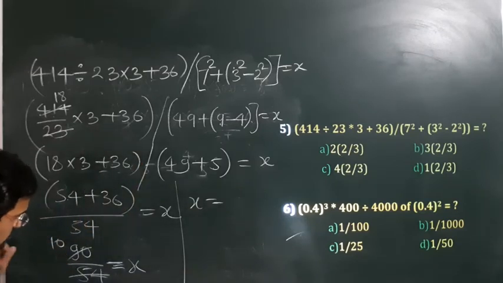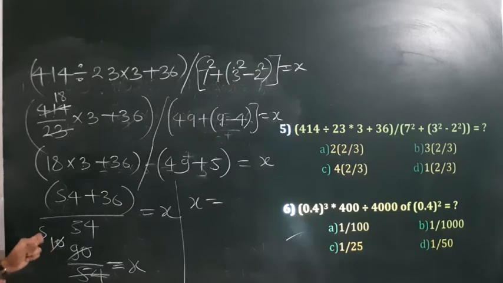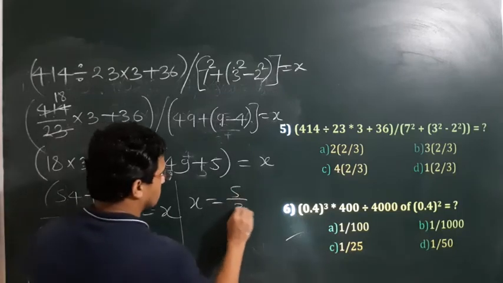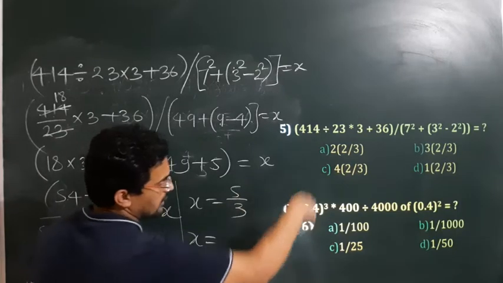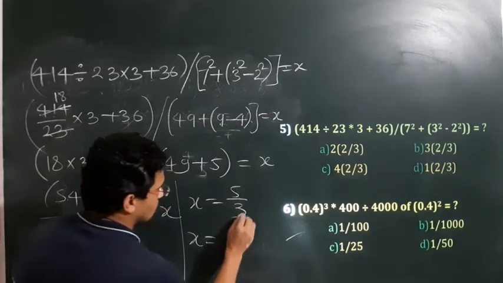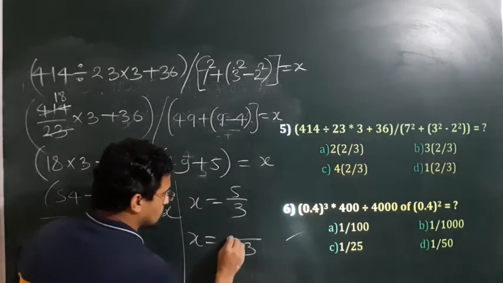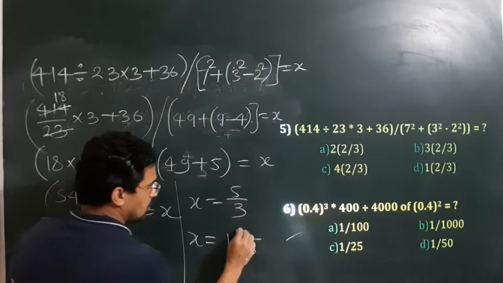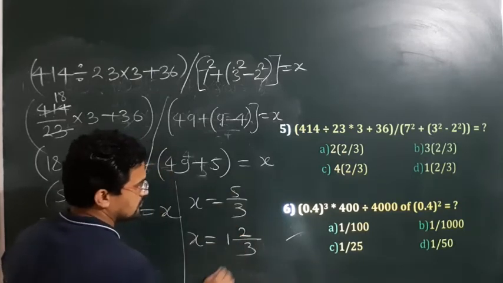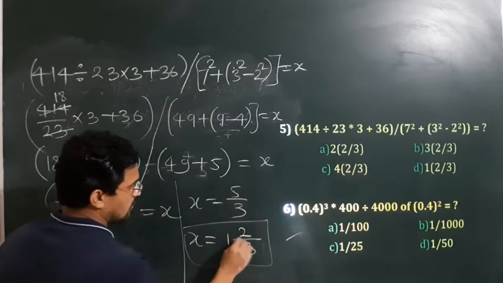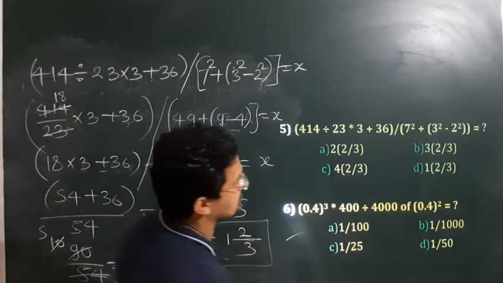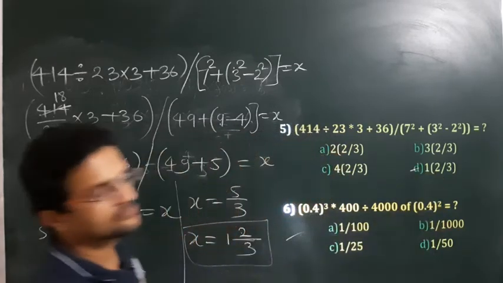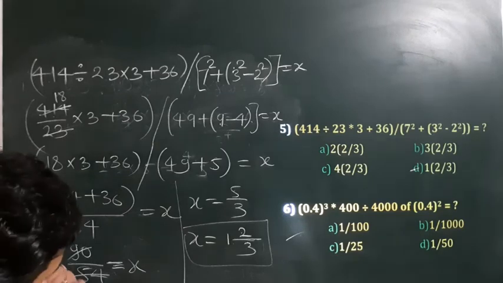10 by 6. It can also be solved: 2 3s are 6 and 2 5s are 10, so X is equal to 5 by 3. But you have to make it in the form of a mixed fraction. So 3 1s are 3 plus 2, so 1 and 2/3. Option D is correct. So this is the solution.